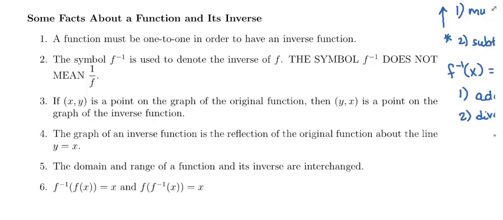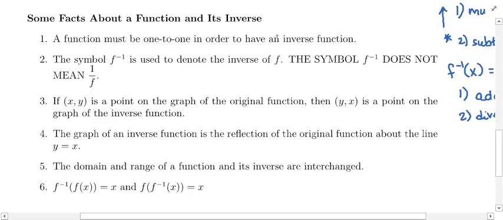Very important, okay? All right, number 1. Remember we were talking about one-to-one functions and I said they were very important for inverses? Well, here's why. A function must be one-to-one in order to have an inverse function. So basically, not every function has an inverse. In order for a function to even have an inverse, the function has to be one-to-one. So only one-to-one functions can have an inverse.